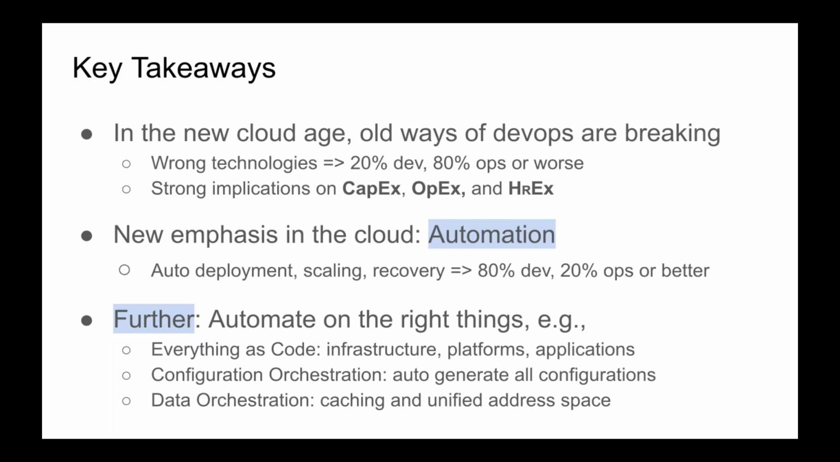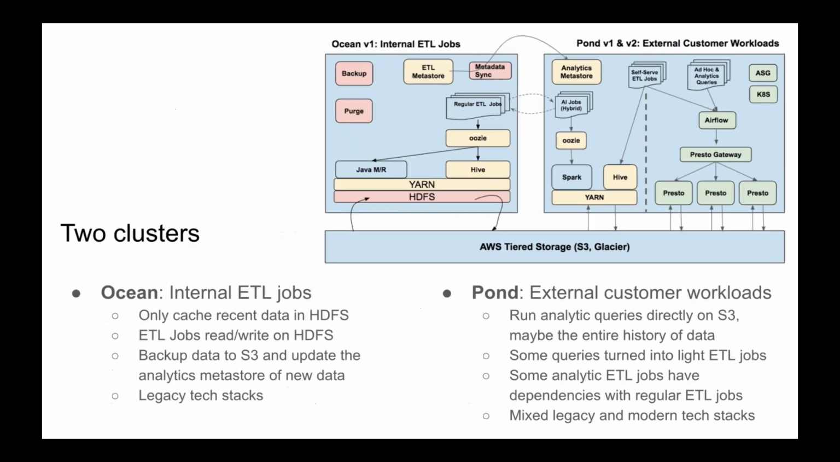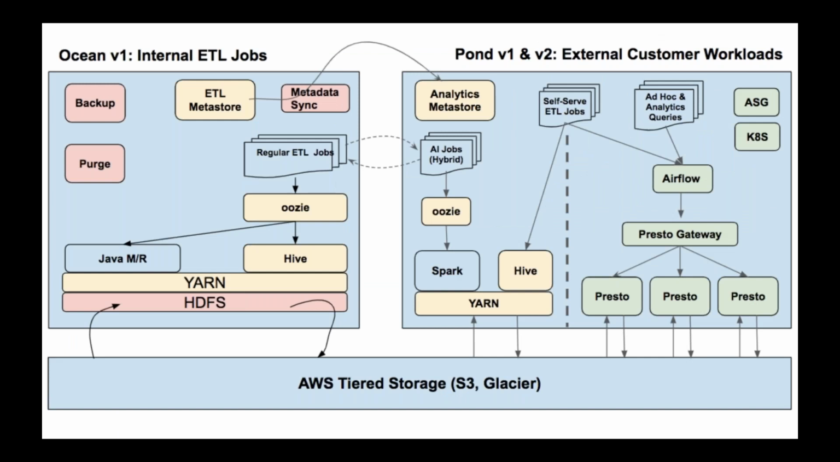Great. Our next question is specific to one of your earlier diagrams. You had a diagram where you show pond and ocean, and in the diagram you have a Presto gateway. Is that the Lift Presto gateway? If not, which one is it?